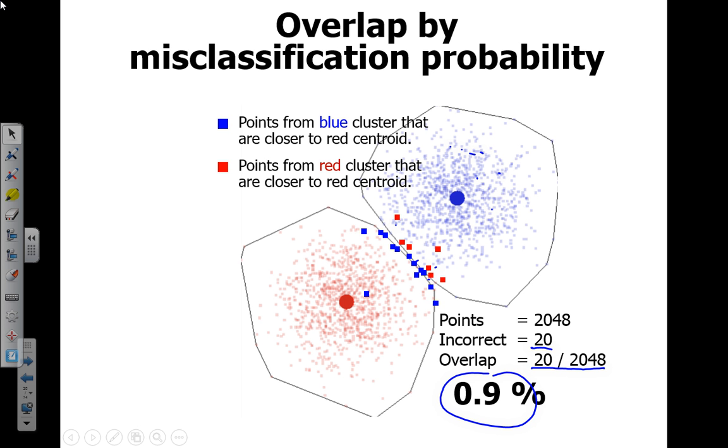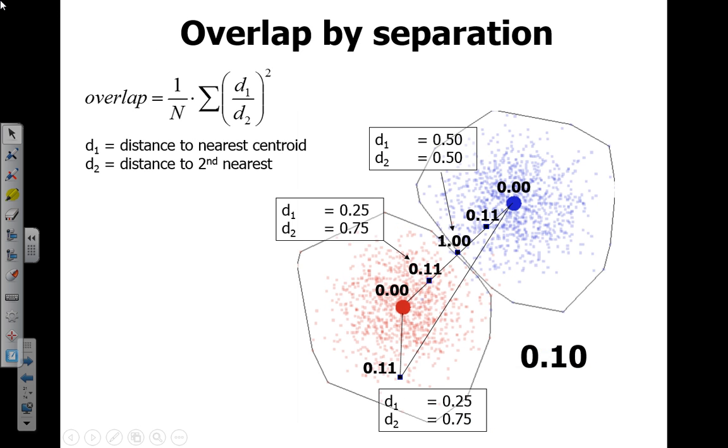However, for the other data sets we don't have the ground truth labels telling which cluster the points were generated from. We just have the points, and all we know is which centroid is nearest. So we cannot use this unless we have the ground truth labels. So in these kinds of data sets, we use an alternative estimation of the overlap.